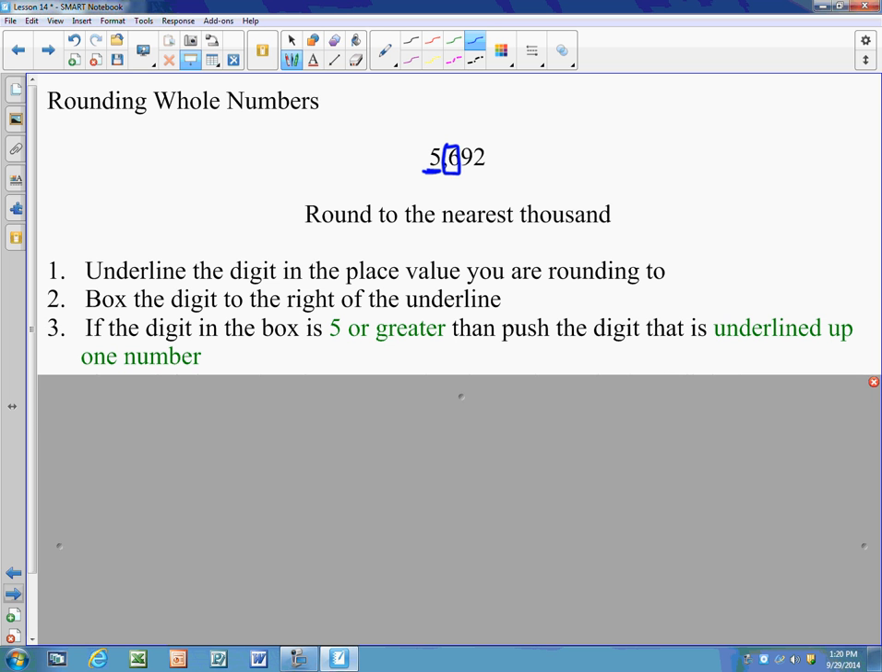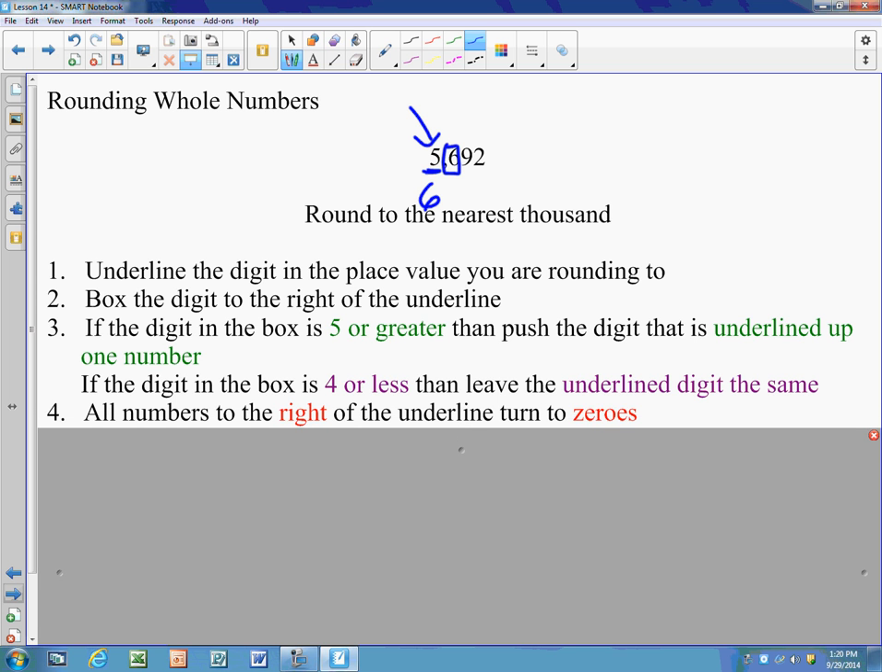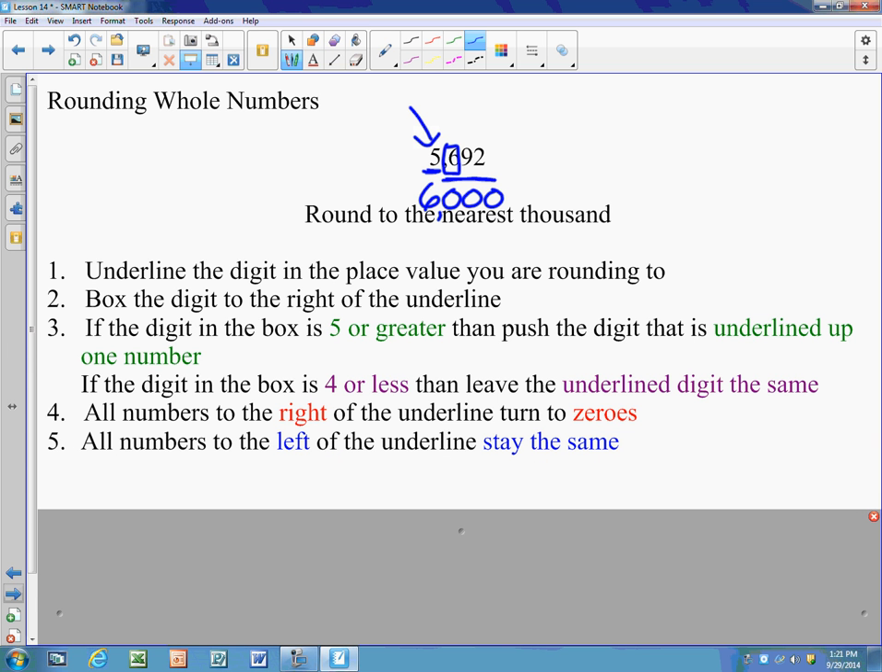Now I have to ask myself that question about that number that is in that box. Is it 5 or greater or 4 or less? And since it's 5 or greater, it tells me to take my underline and jump it up 1. So 1 more than 5 would be 6. Then I look and all the numbers to the right become zeros. So all of these digits become zeros. And all the digits to the left stay the same. There are no digits to the left. So 5,692 rounded to the nearest 1,000 would be 6,000.